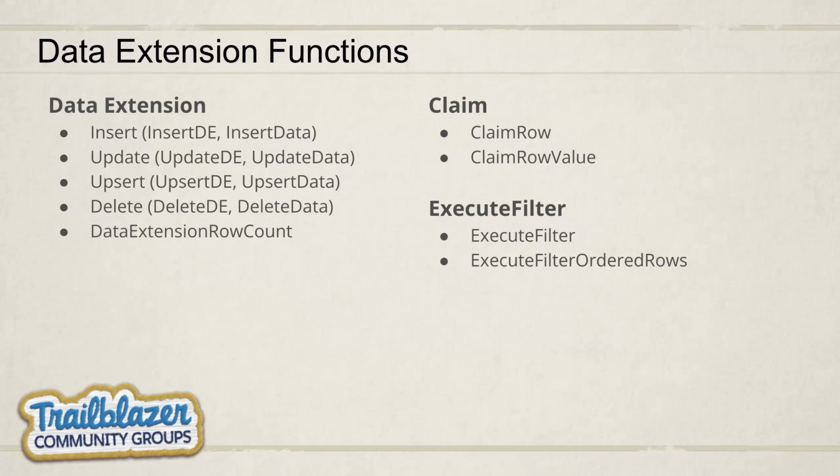So inserting into a data extension using insert data, updating a data extension record using update data, observing a record, which means insert if it doesn't exist, and if it exists, update. That's what observe means, observing data. Then deleting data that exists. And then there's one extra utility function that lets you find how many rows already exist in a data extension.